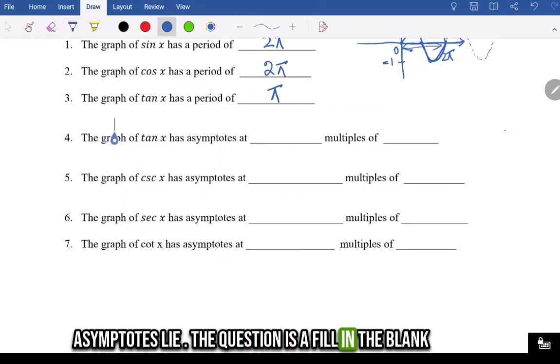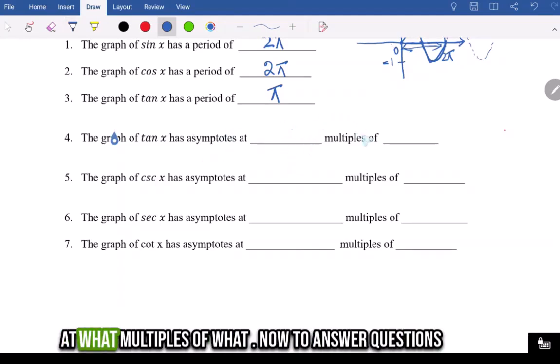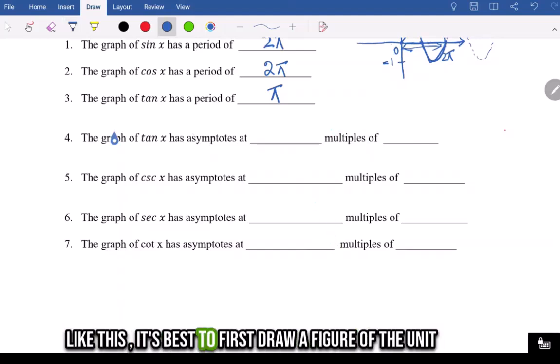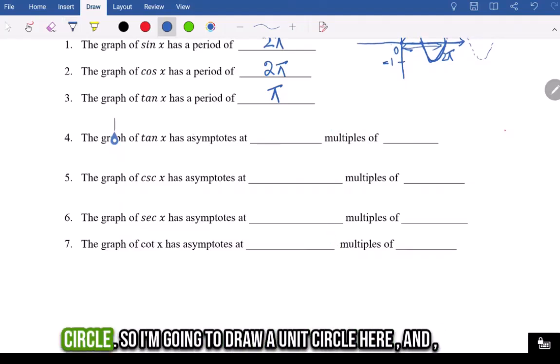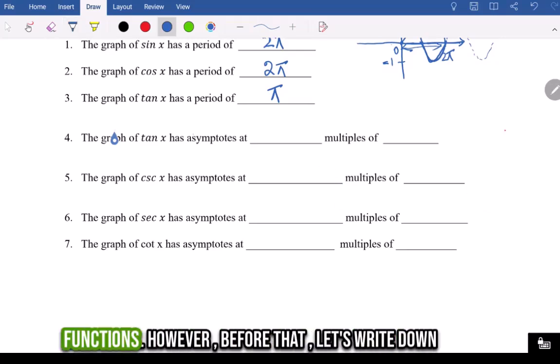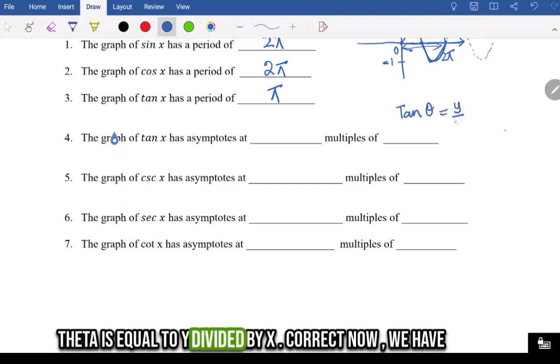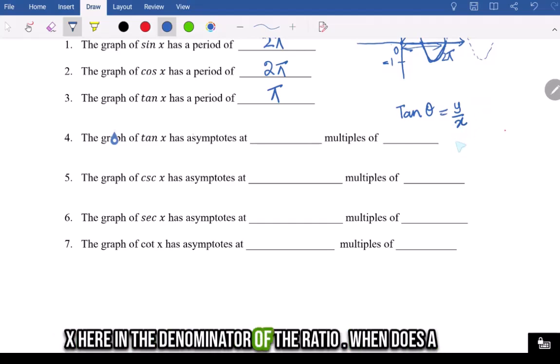The question is a fill-in-the-blank question. It says the graph of tan x has asymptotes at what multiples of what? Now, to answer questions like this, it's best to first draw a figure of the unit circle. So I'm going to draw a unit circle here, and it'll be easy to determine the asymptotes of these functions. However, before that, let's write down what the ratio of the tangent function is. Tan of theta is equal to y divided by x. Now, we have x here in the denominator of the ratio.